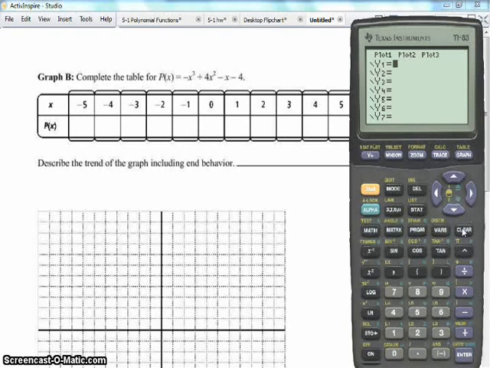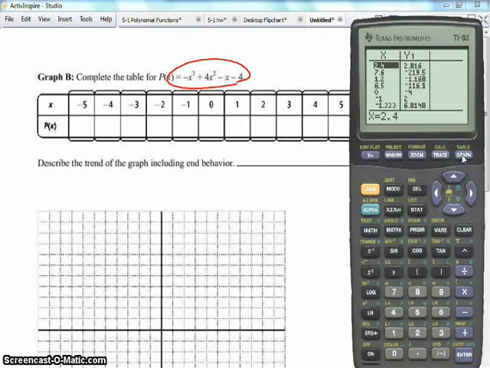Next step is to type this equation into y equals. So negative x to the third power plus 4x squared minus x minus 4. Now you don't need a fancy calculator in order to plug these numbers in. You can plug them in and just work it out on a normal calculator, but I'm going to show you a neat feature here. Please hit the second button and graph.